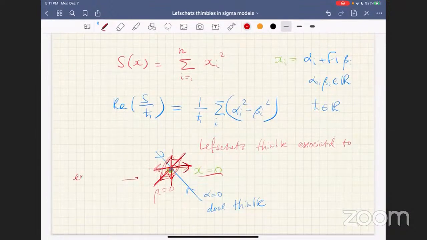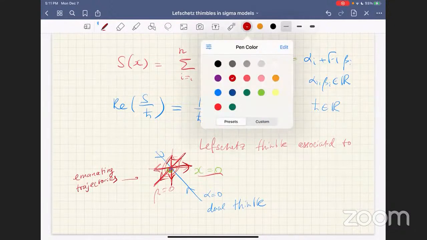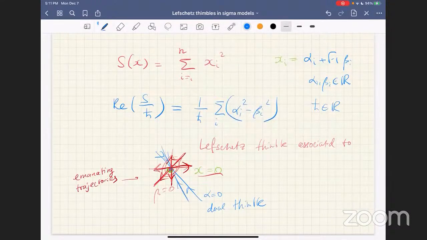This is what I mean by the trajectories which emanate from the critical point. And there is also a dual cell which consists of the trajectories which are attracted to the critical point. Locally, this would be the trajectory sitting at alpha equals 0, and they would form the dual Lefschetz thimble. The Lefschetz thimble is what you get by starting at the critical point and following gradient trajectories in the direction of growing real part of S. This is the Lefschetz thimble L_A associated to the critical point A. I think I called it gamma A.